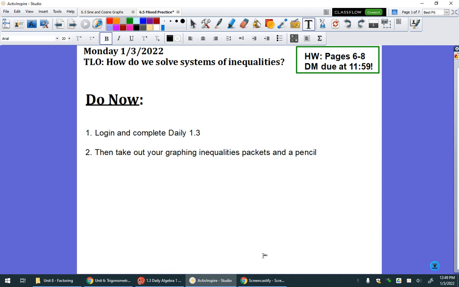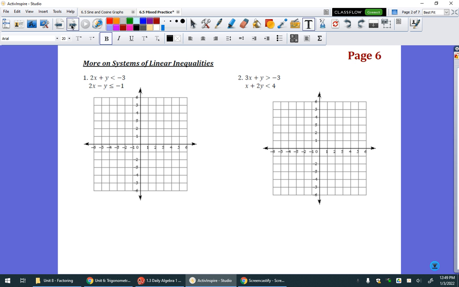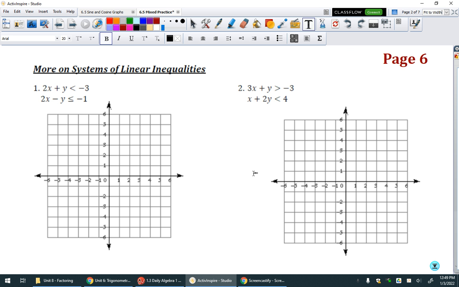Alrighty, so we are going to do a review of graphing inequalities. We are starting out on page 6 in our inequalities packet. So everyone turn to page 6. Does anyone need a pencil before we get started?